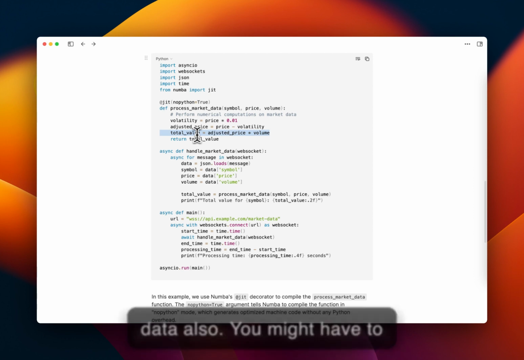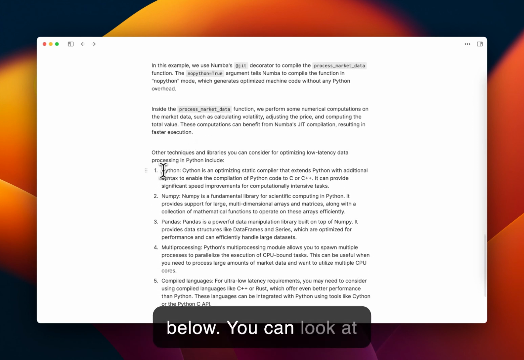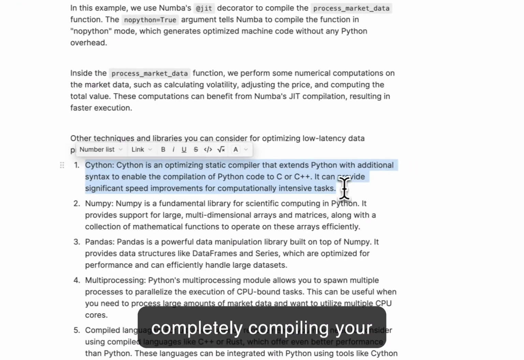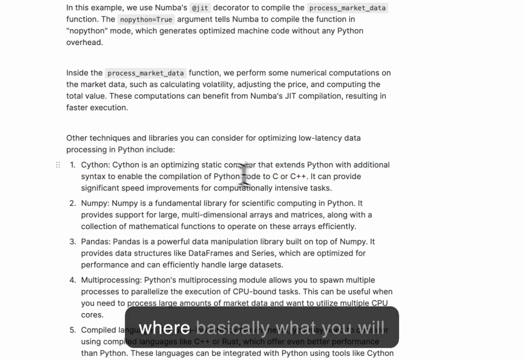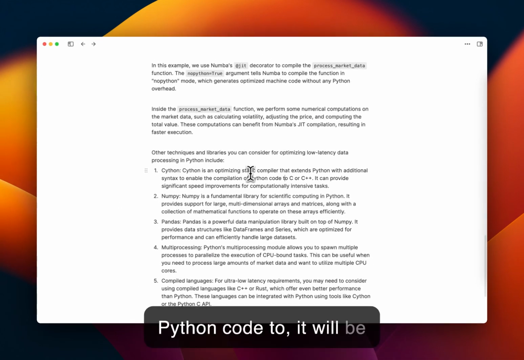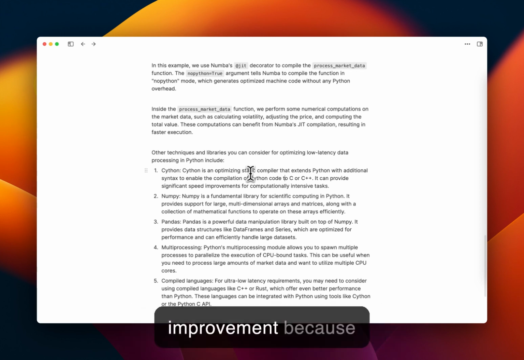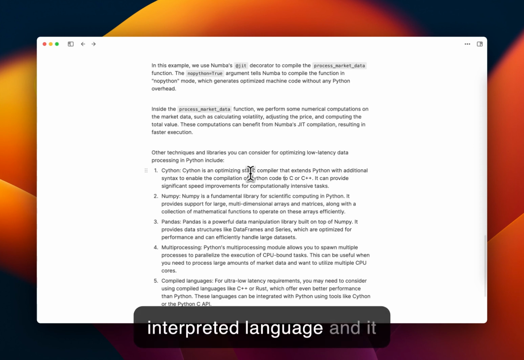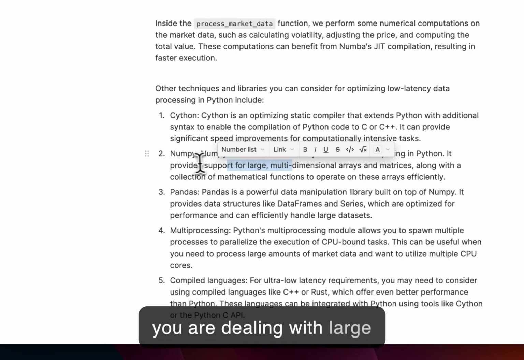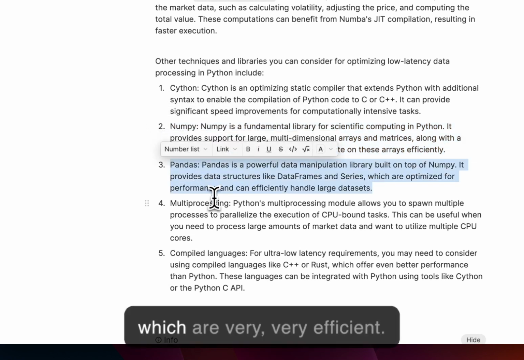You might have to put in additional optimizations, and some of it I'll talk about below. You can look at completely compiling your code in the form of CPython, where basically you will convert your Python code, it will be compiled and converted to C++, and it will give you significant speed improvement, because remember, Python is not a compiled language, it's an interpreted language and it has an overhead. Second, if you are dealing with large data, always try to use raw NumPy or Pandas, both of which are very efficient.